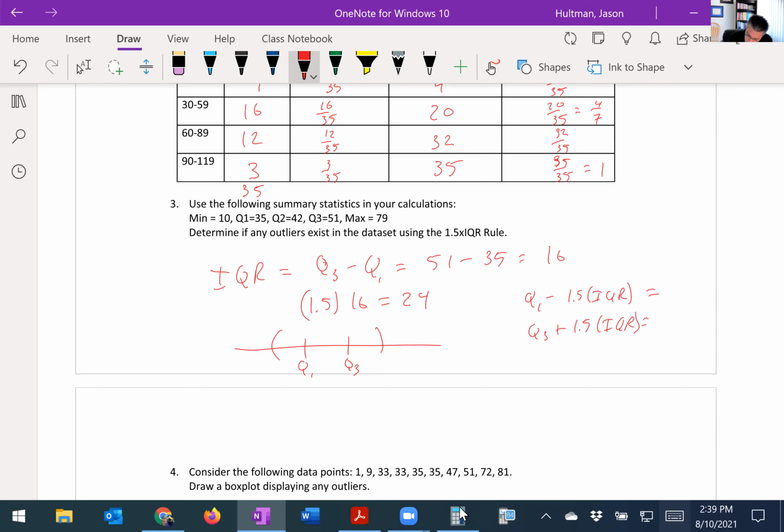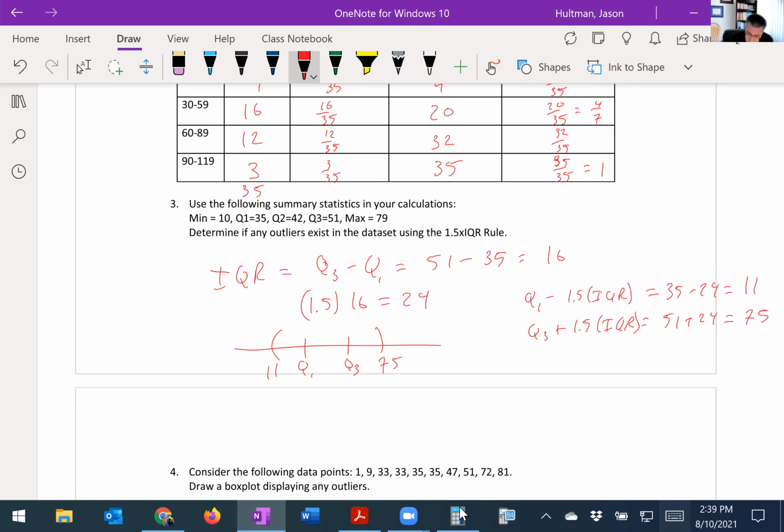Okay, so Q1 here was 35. So 35 minus that 24, 1.5 times the IQR, is going to be 11. Okay. And then, so the lower fence was 11. The upper fence, Q3 plus 1.5 times the IQR, that's going to be 51 plus 24, and that is going to be 75. So that's my upper fence.